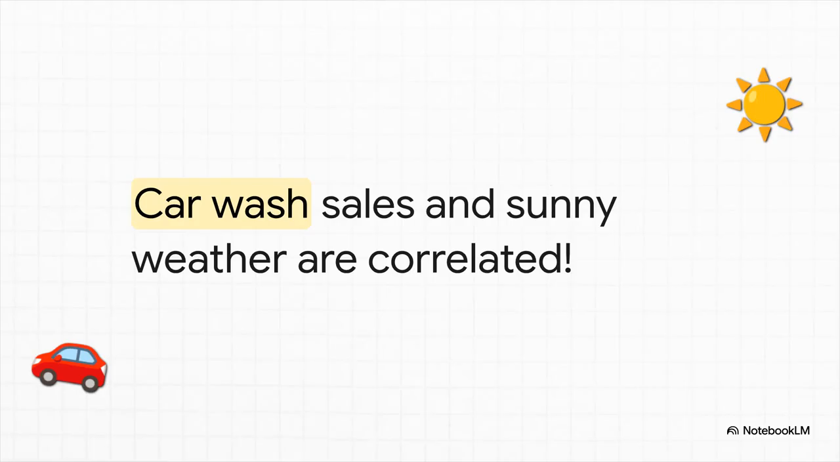Let's look at a classic business illustration that breaks this down perfectly. Think about a local car wash. If you track car wash sales volume alongside days of sunny weather, you're going to see a massive correlation. Your R value will be incredibly close to 1. They move together almost perfectly.